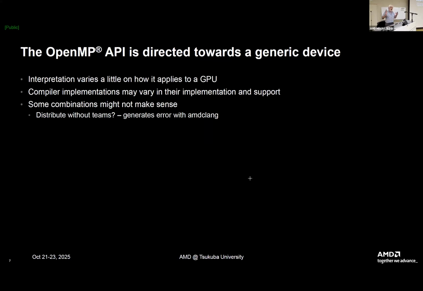The OpenMP standard really likes to keep this idea of a generic device. And so compiler implementations may vary. Some of these combinations may not make sense, like distribute without teams. If I haven't created teams, how do I distribute? The AMD compiler will generate an error for that, but that's not necessarily guaranteed. The standard does not say what to do there. It just doesn't make sense. It probably should say something about that. At least you have to produce an error.